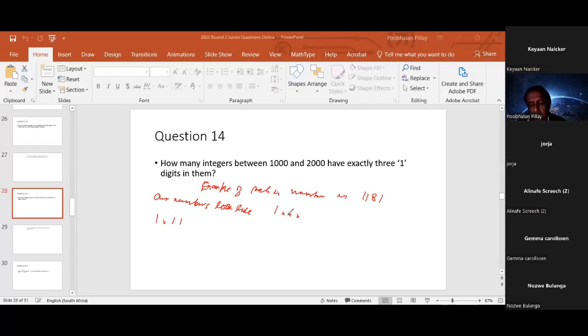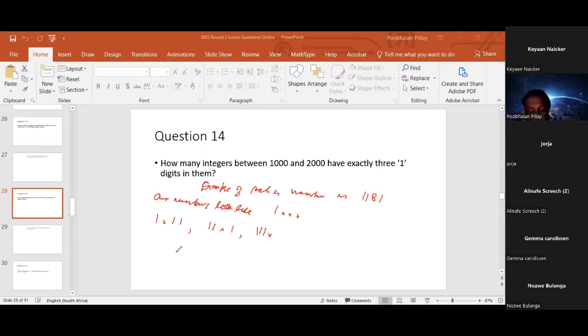The first one is always 1. So you need only 2 more 1s. So if you leave the second digit out, you can get that, or you can leave the third digit out and you get that. And if you leave the fourth digit out, you get that. So our numbers look like that.